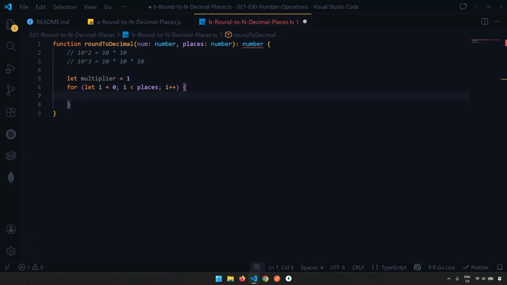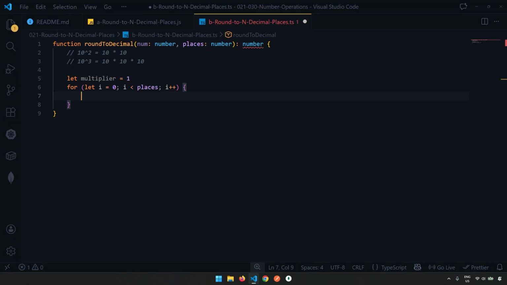So we're going to have a multiplier be repeated as many times as we have places. That is something that we have established. So if we want 2 decimal places, that means we need to have 10 multiplied by itself 2 times. So 10 multiplied by 10. That means our loop has to run 2 times.